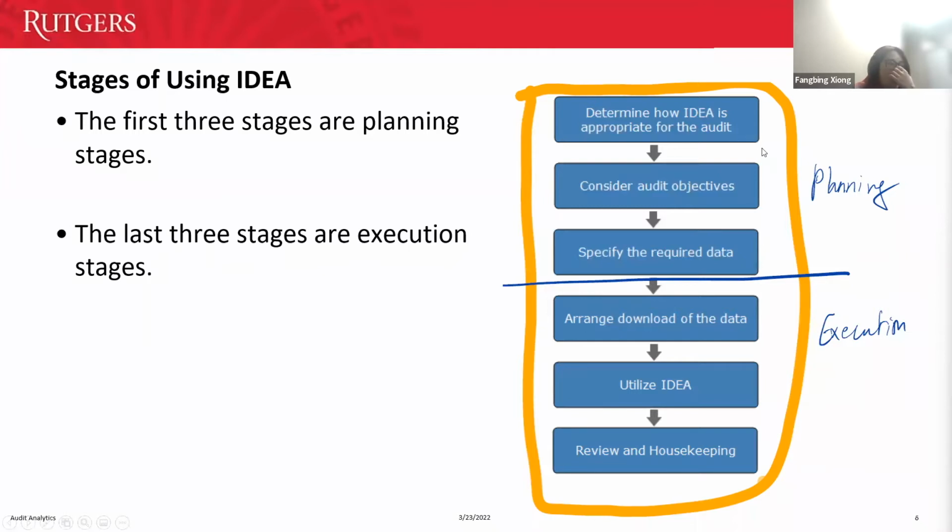This is what we need to do in the planning stage. If those targets can be appropriately and conveniently done with IDEA, then we choose IDEA. And then we consider the audit objectives and think what kind of data we're going to use, what data are required in our audit procedures. After we think about all of this, then we take action. We start to work.